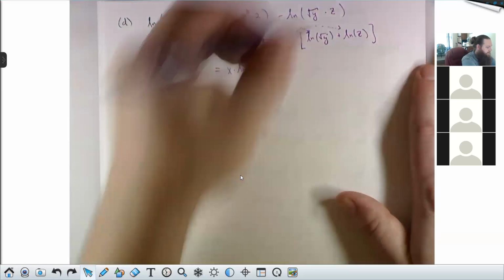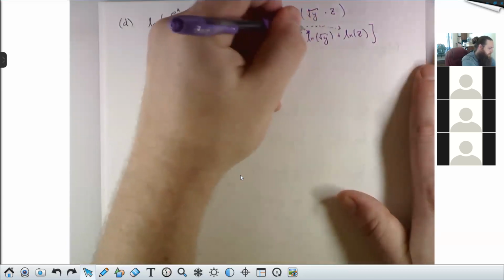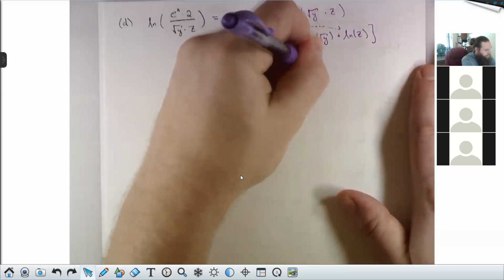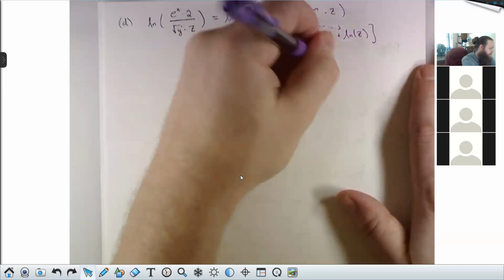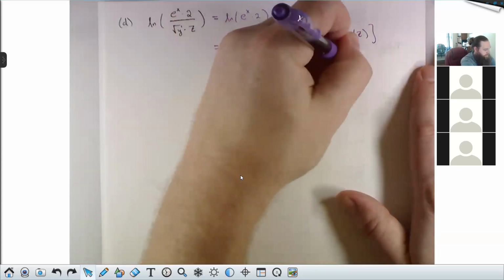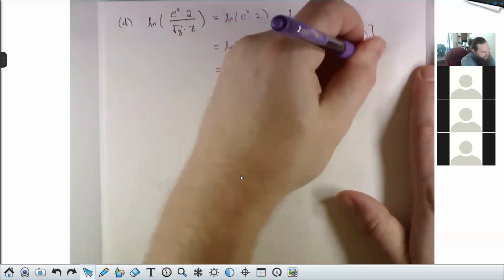Now this negative here is going to get distributed. And that's the thing that we were asking about. We want to be careful. So I'll have ln of the square root of y, and I'll go ahead and write the square root of y as y to the 1/2. And then this will be minus the ln of z.